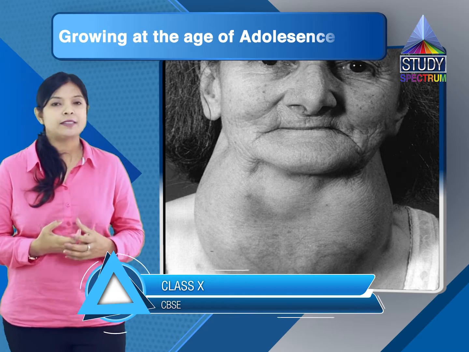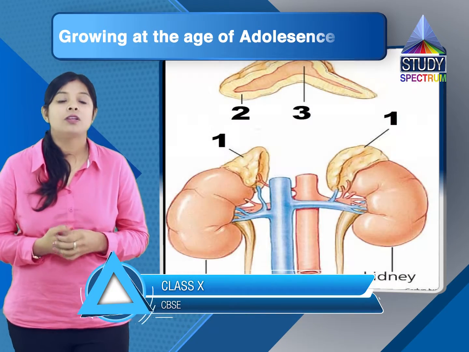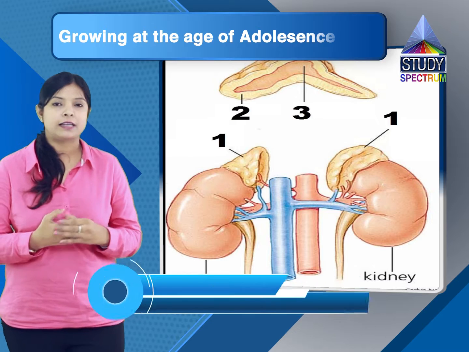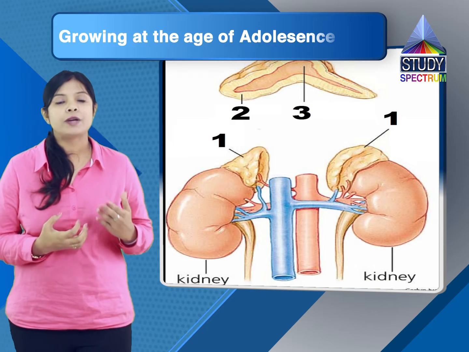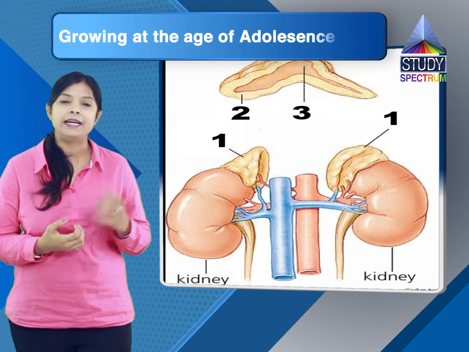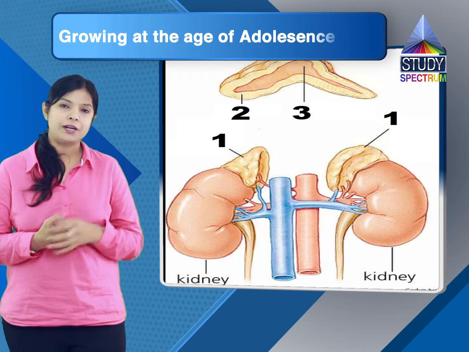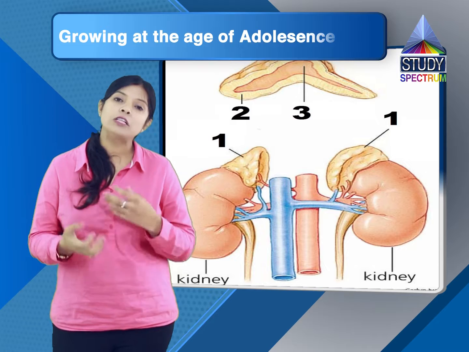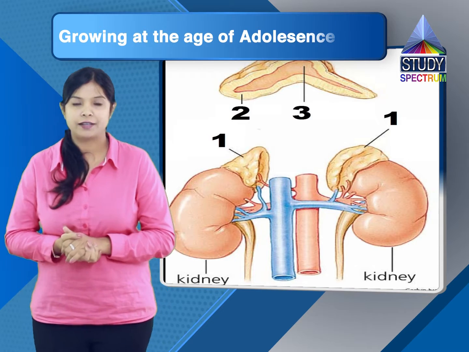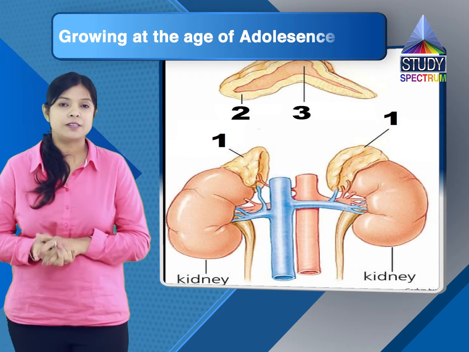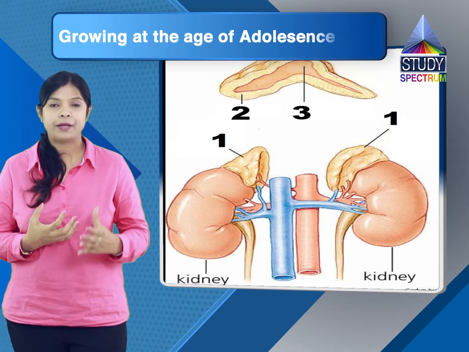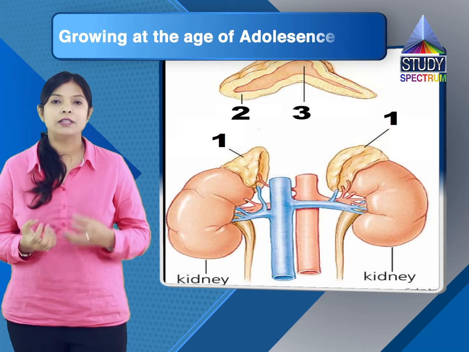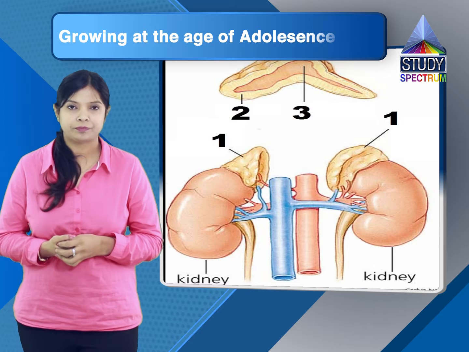Now the next one is the adrenal gland. So students, what is the location of the adrenal glands? They are located near the kidney, and they are 2 in number. And you know that adrenal glands are also called the emergency gland. Why are they called the emergency gland? Because they prepare the body to act in an emergency situation.